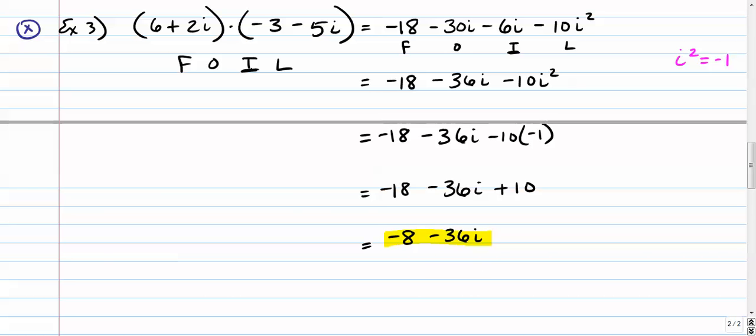Let's try another one, number 4. Number 4 is going to be our division problem. We're actually going to do 2 of these, I think. Let's go 7 over 2 plus 8i. Alright, we'll do another example in a second.